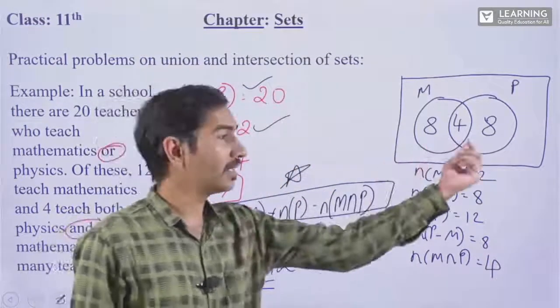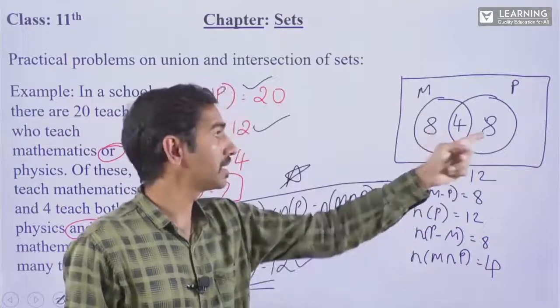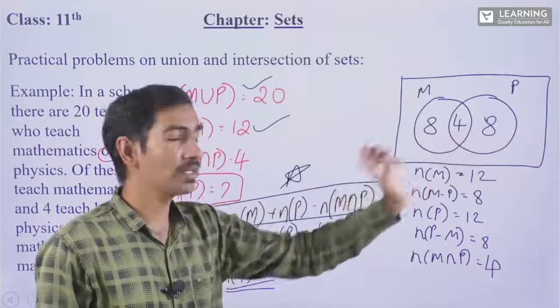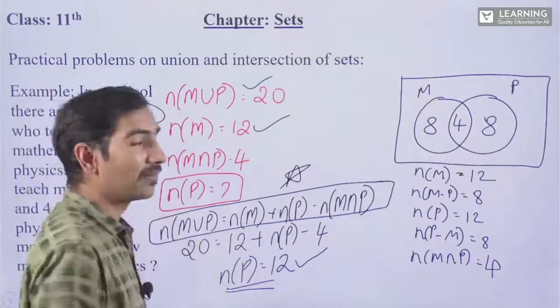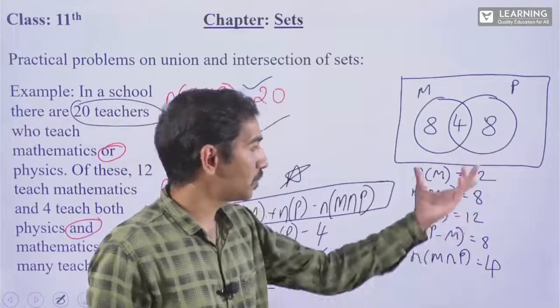So totally if you add this, are you getting 20? Yes. 8 plus 8 is 16. 16 plus 4 is 20. So the total number of teachers is 20. So they have written that there. So by using Venn diagrams you can solve it.